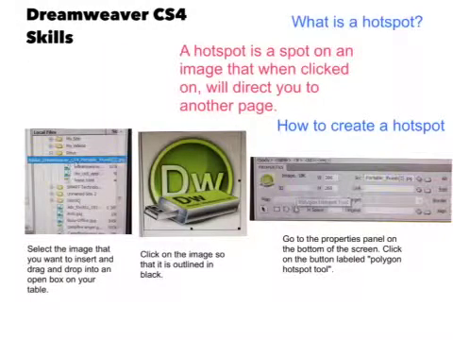What is a hotspot? A hotspot is a spot on an image that when clicked on will direct you to another page. To create a hotspot, you have to select the image that you want to insert and drag and drop it into an open box on your table. Click on the image so that it is outlined in black. Next, you should go to the Properties panel on the bottom of the screen. Click on the button labeled Polygon Hotspot Tool.